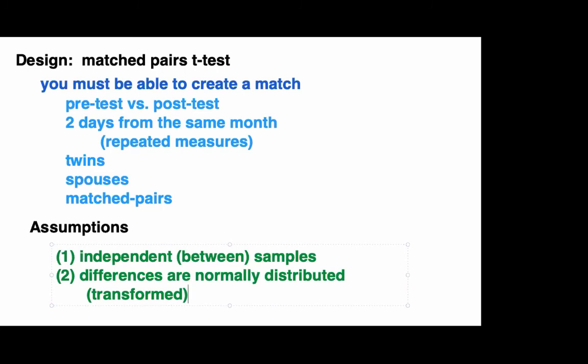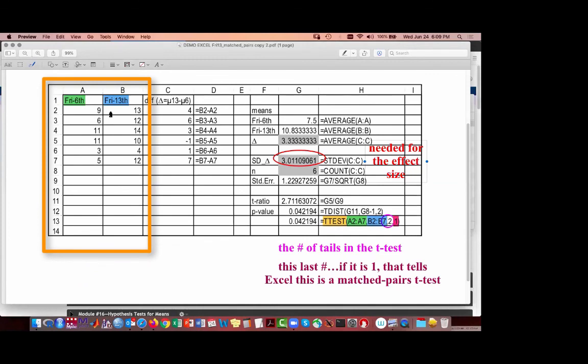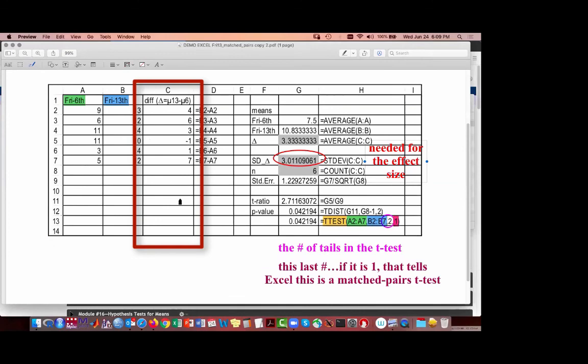So let me go back to the handout just to reiterate that. These columns here do not need to be normally distributed. But when I take the difference of these, this data does need to be normally distributed. So as long as these differences are normally distributed and these values are all independent from each other, then you can actually do a matched pairs t-test.